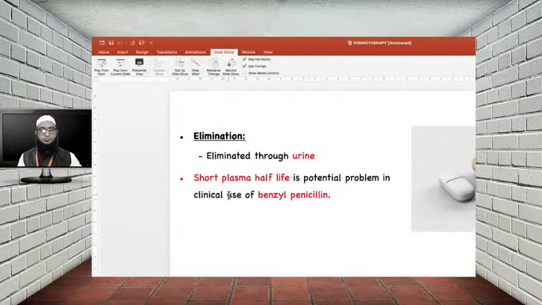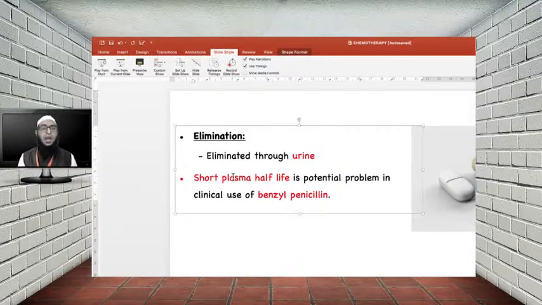Okay. So it is eliminated through urine, and most importantly, penicillin has a short plasma half-life. Since it has a short plasma half-life, it is a potential problem in the clinical use of benzyl penicillin, and that is the reason you have seen that we have developed different kinds of penicillin, some having a broad spectrum of activity and some having a narrow spectrum of activity.